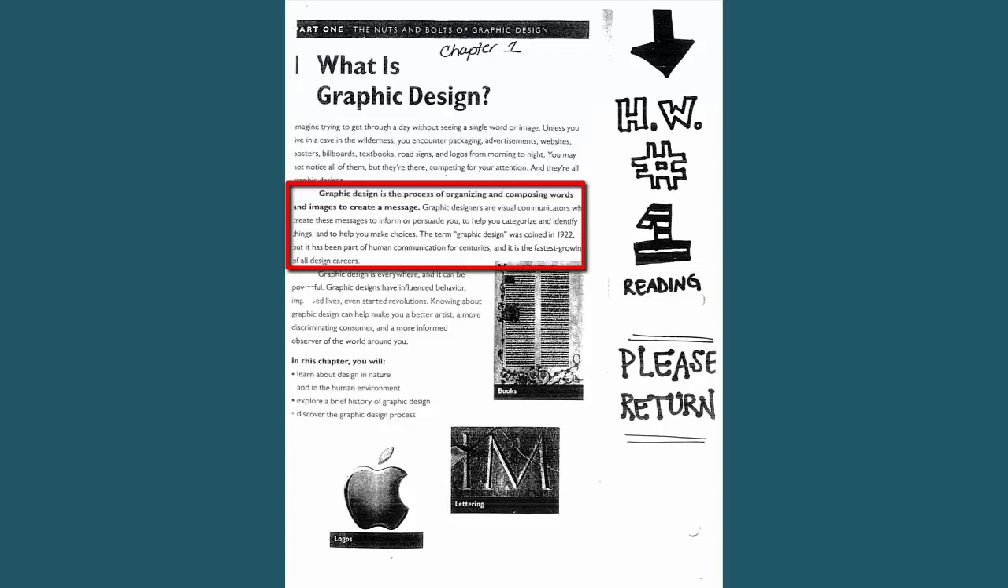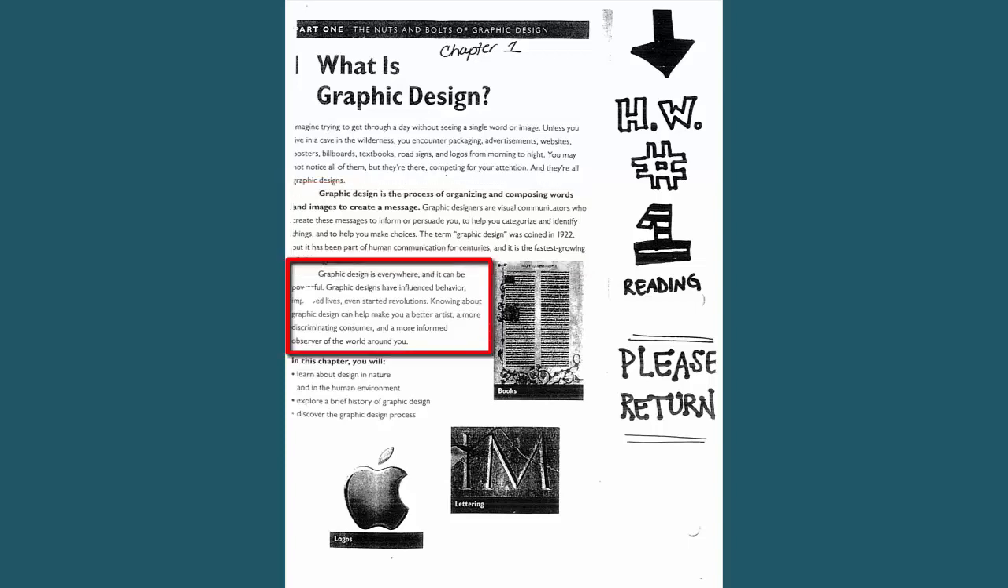Graphic design is the process of organizing and composing words and images to create a message. Graphic designers are visual communicators who create these messages to inform or persuade you, to help you categorize and identify things, and to help you make choices. The term graphic design was coined in 1922, but it has been part of human communication for centuries, and it is the fastest growing of all design careers. Graphic design is everywhere, and it can be powerful.